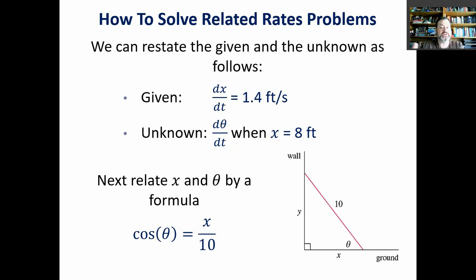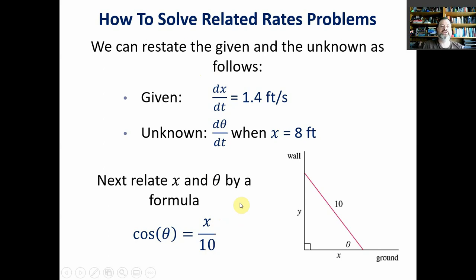So cosine is adjacent over hypotenuse, right? So it's x over 10. This is the setting up stage. We haven't done any calculus yet. And then you have to figure out a way to get these things to come from this.